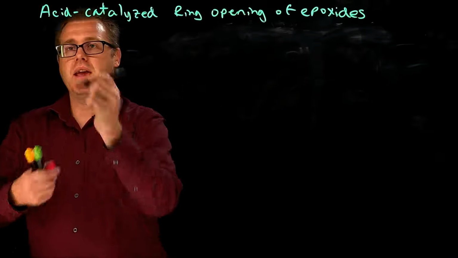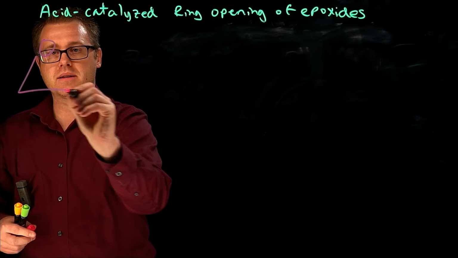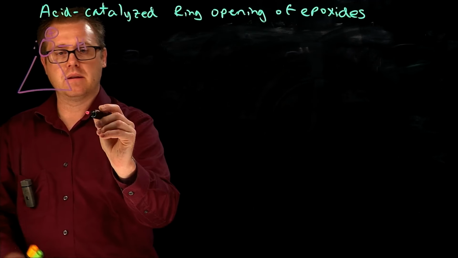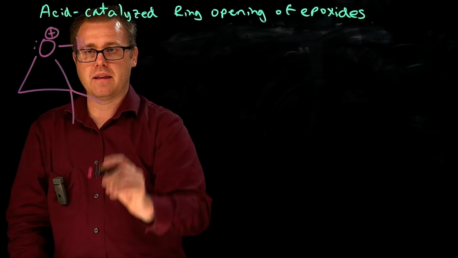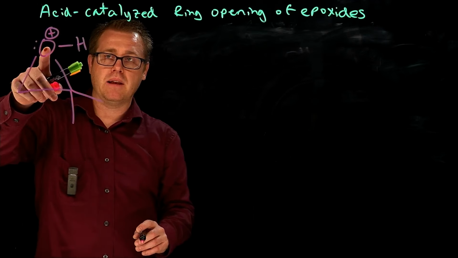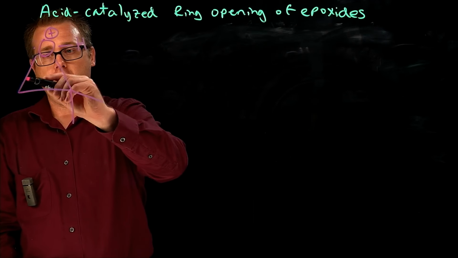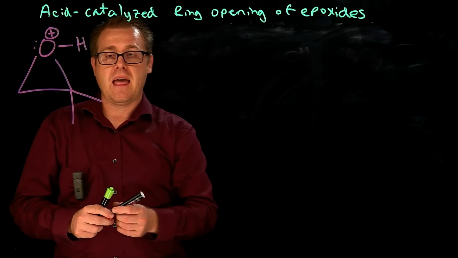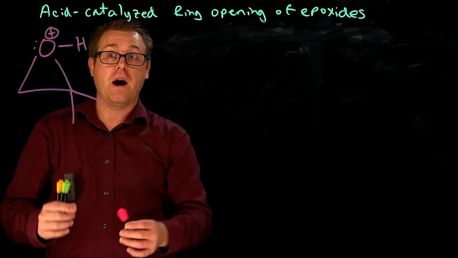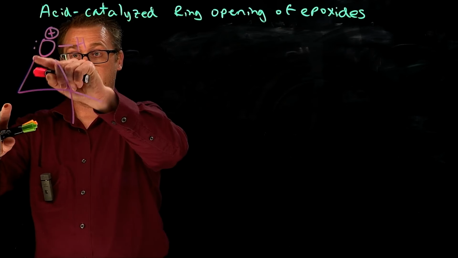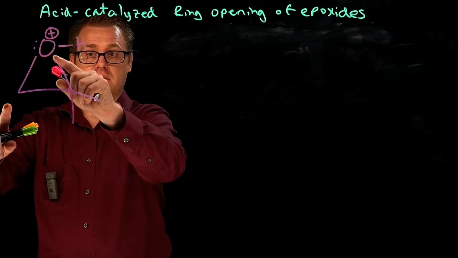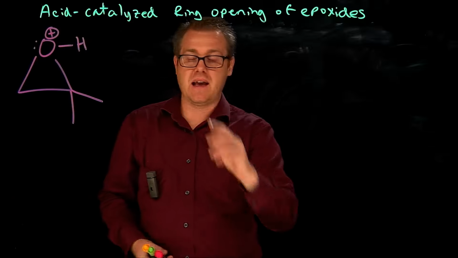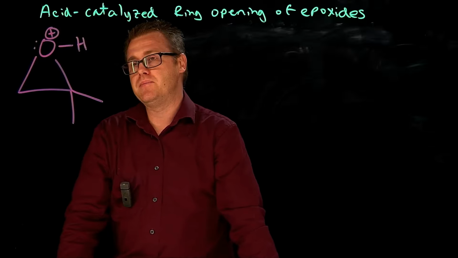So if we have a protonated epoxide, what is interesting here is that when it gets protonated, the oxygen-carbon bond gets weaker. Okay? But which one gets weaker? We have this one right here and this one over here. So only one of them gets extra weak.